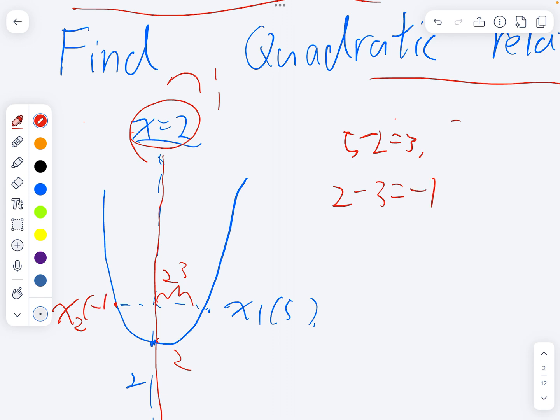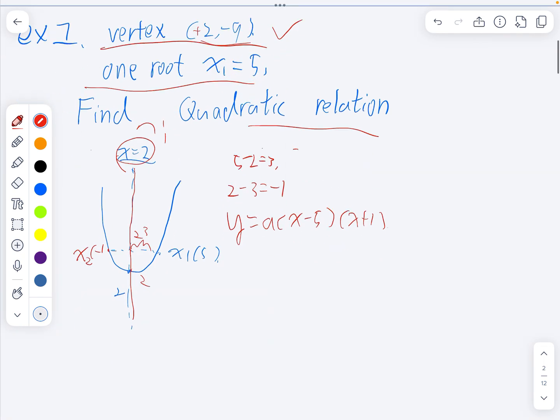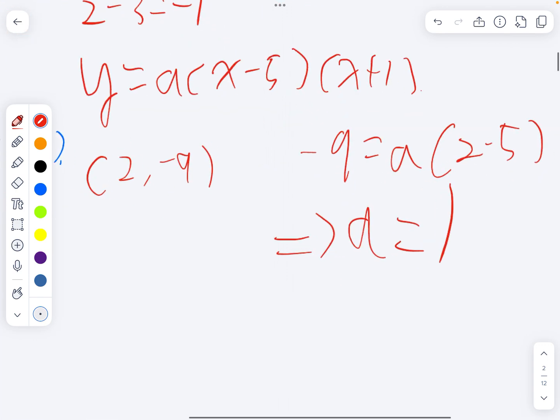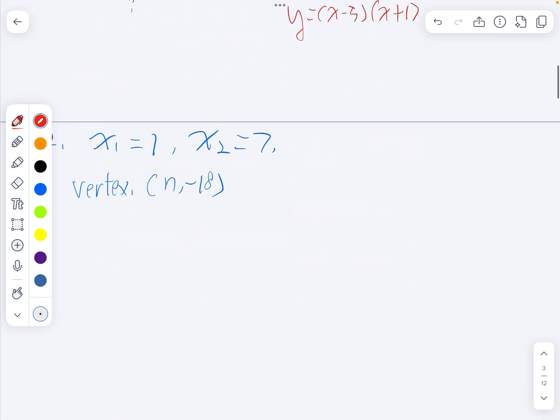Okay, so we can easily get the vertex form, right? And we can put the (2, -9) here. So we can get a equal to 1. So the final answer is y equals (x minus 5) times (x plus 1). That's the first one.